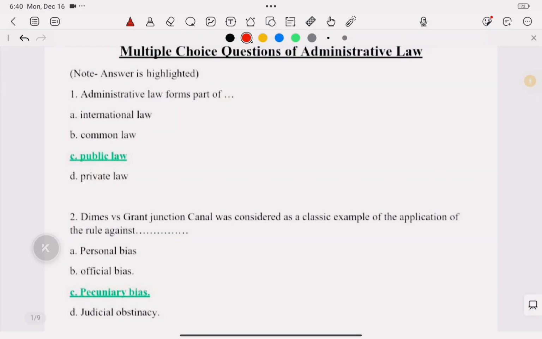Hello everyone, today we are going to solve a few most important MCQs on administrative law. So those who are preparing for the All India Bar Examination this year, this video lecture will be very helpful for you all.